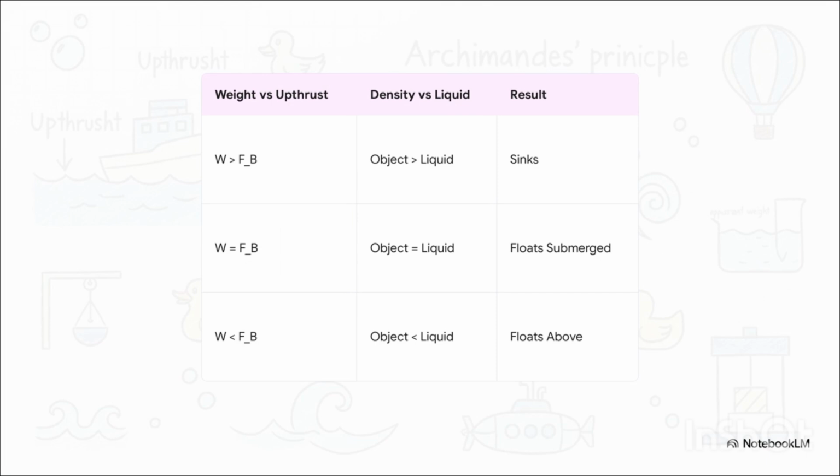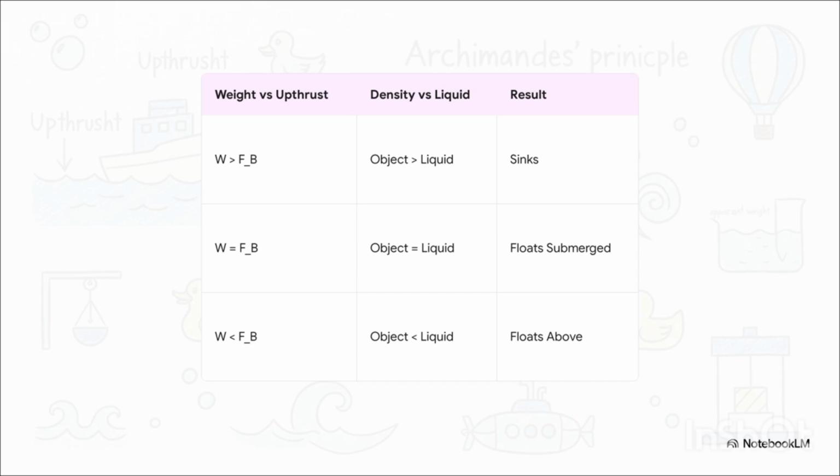All right, final stretch, section 5, the rules of flotation. Consider this your ultimate cheat sheet for fluid mechanics. It all boils down to 3 simple scenarios. First, if the object's weight is greater than the maximum possible upthrust, or, an easier way to look at it, if the object's density is greater than the liquid's density, the net force is pulling it down. It's going to sink.